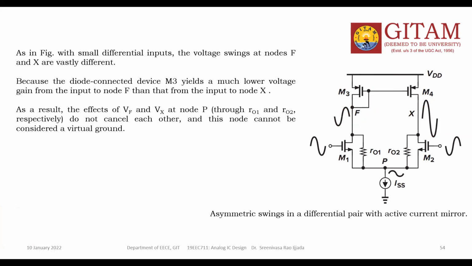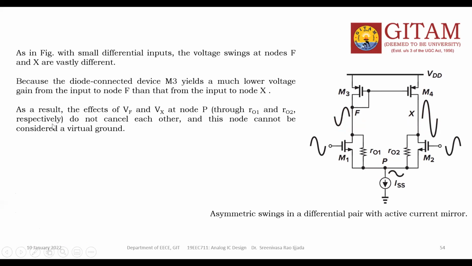So as a result, the effect of the voltage at node F and the voltage at node X. This is P, another node. Because these two are different, the effective node voltage at P will not cancel, because this is this direction and this is this direction. If both are the same, both will cancel, and P acts as a virtual ground. Since in this case this swing and this swing are not equal, they won't cancel each other, so node P is no way acting as a virtual node. Got my point? Hello? Yes, sir. Yes.